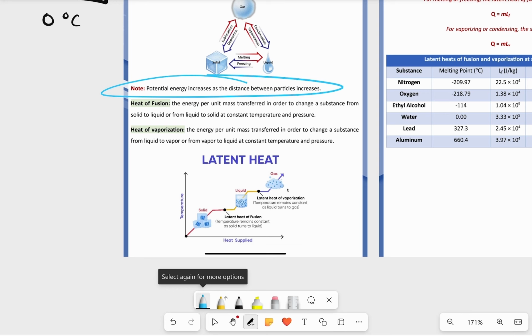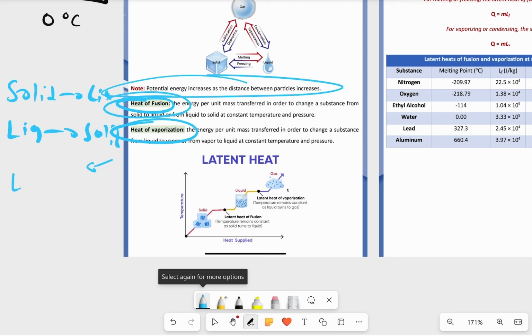We have two types of latent heat. The first one is heat of fusion, and the second one is heat of vaporization. If we define them very simply, we will say heat of fusion is the energy required to turn solid into liquid, or vice versa. You can say liquid to solid. Okay, this is the energy required to change solid to liquid or liquid to solid. Heat of vaporization is what? It is the energy needed to turn liquid to gas or gas to liquid.